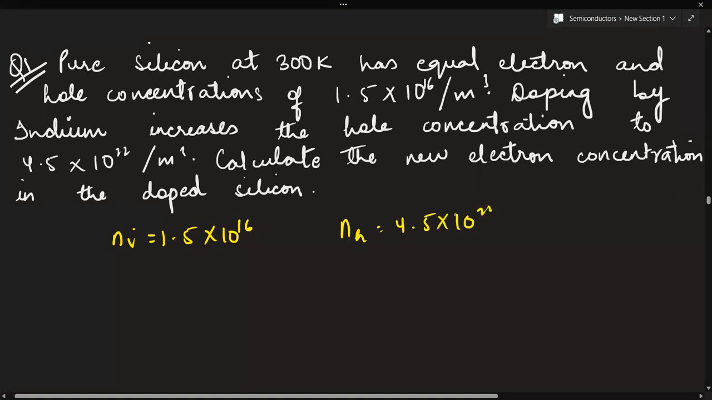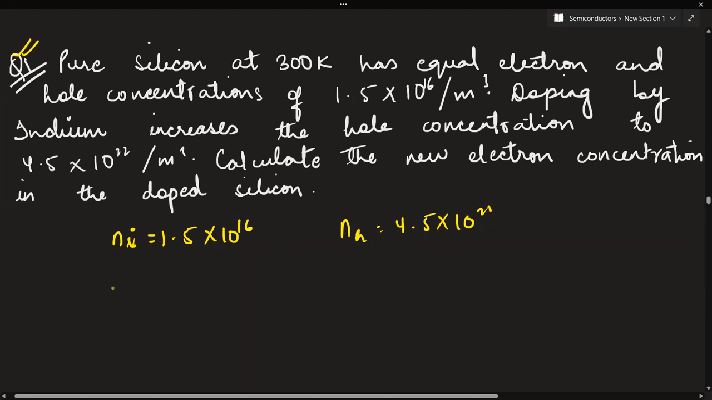See how we have done this. Ni means number density of intrinsic. In case of intrinsic, you have equal number of electrons and holes because no impurity is present. When do you have electrons and holes equal? Equal electron and hole is present only in this one. So that's why you have NH equal to 4.5 into 10 to the power 22 and Ni is this.